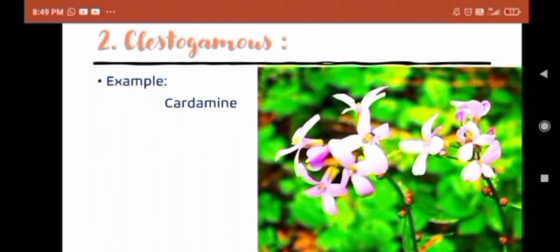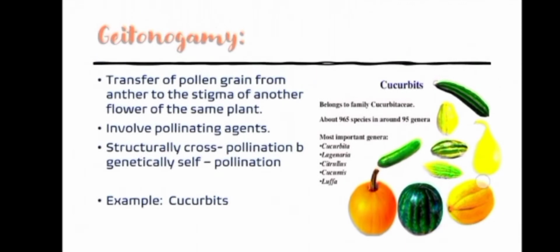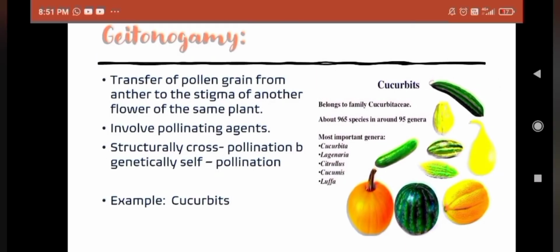Moving ahead, we got geitonogamy here. Transfer of pollen grain from anther to stigma of another flower of the same plant. It means when the pollen grains are transferred from anther to stigma of another flower of the same plant, it is known as geitonogamy. It involves pollinating agents.